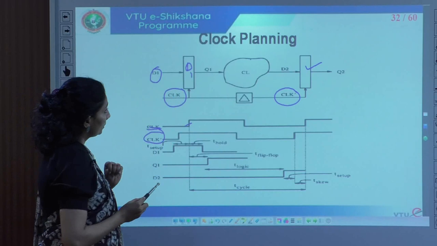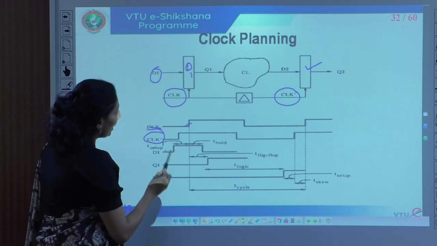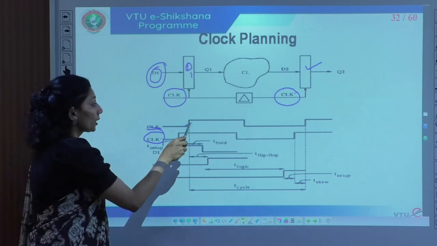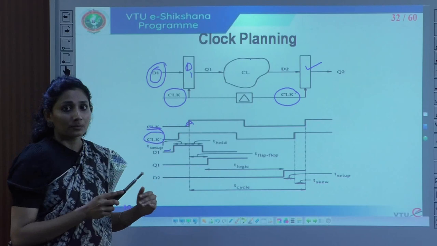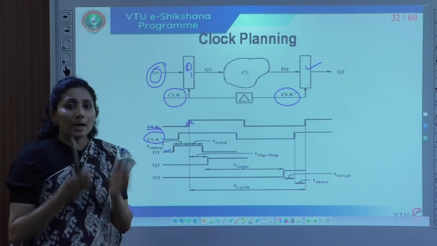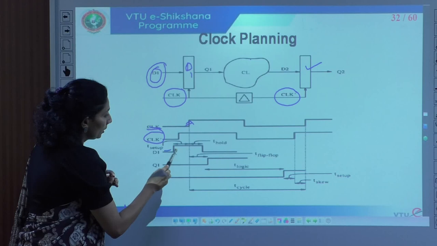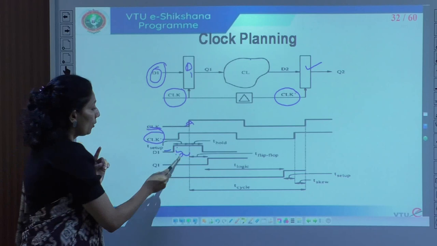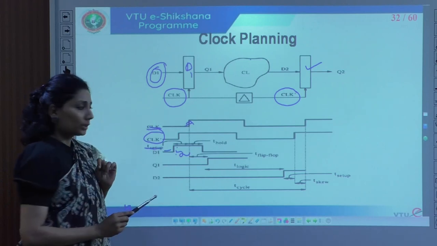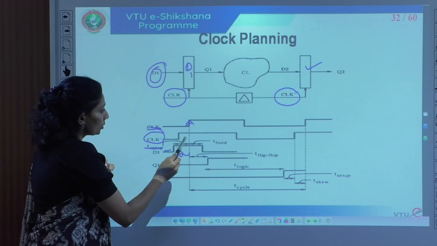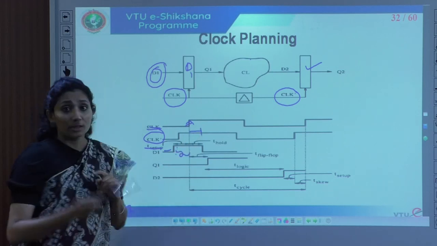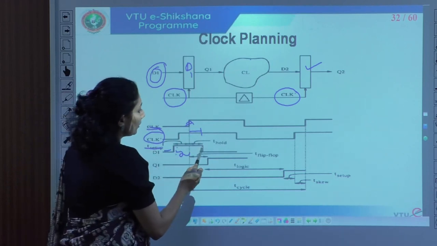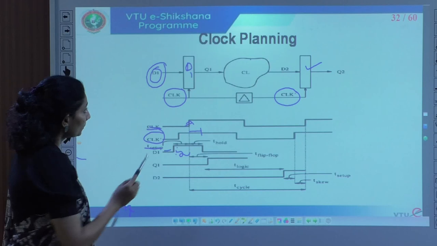Since it is a D flip-flop, if you want to take any value at D, D should be held constant prior to the positive edge of a clock. That prior time is called the setup time. So, this will be held constant prior to the appearance of the clock edge for this setup time duration. After the clock edge also, the signal should be constant for some more duration, and that duration is called the hold time.